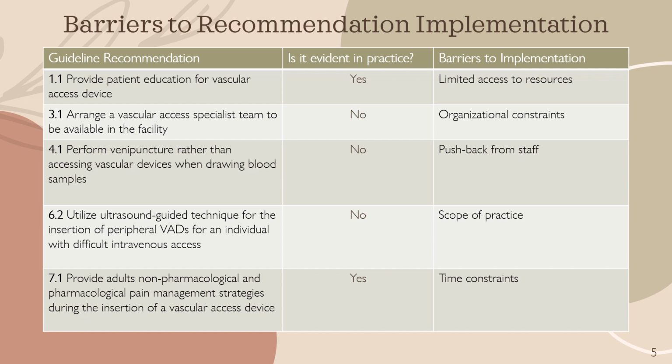The next recommendation, 3.1, involves implementing a vascular access specialist team. There is currently no designated personnel. A barrier to implementation includes organizational constraints. For instance, recruiting and training full-time staff to become vascular access specialists requires expertise, time, and clear need for implementation. Implementing a vascular access specialist team to be available 24/7 is unrealistic based on the fact that there's a lack of resources. The next recommendation, 4.1, involves nurses performing venipuncture rather than drawing blood from a vascular access device.